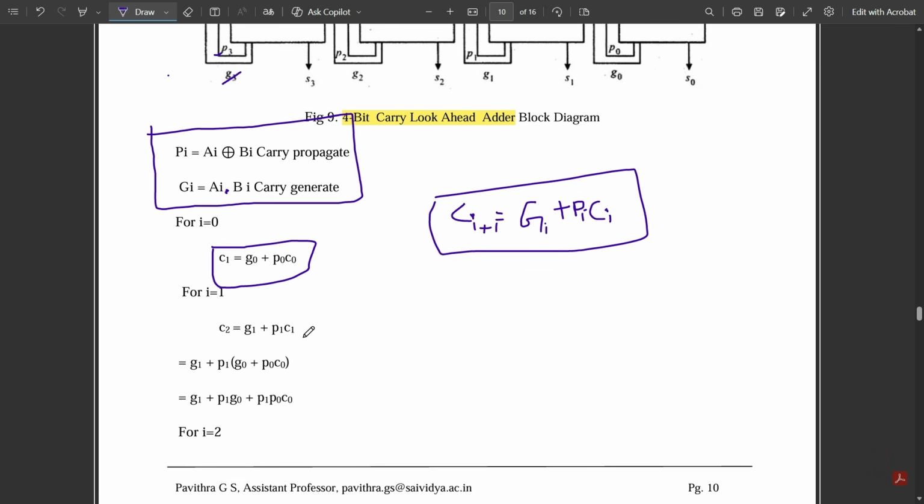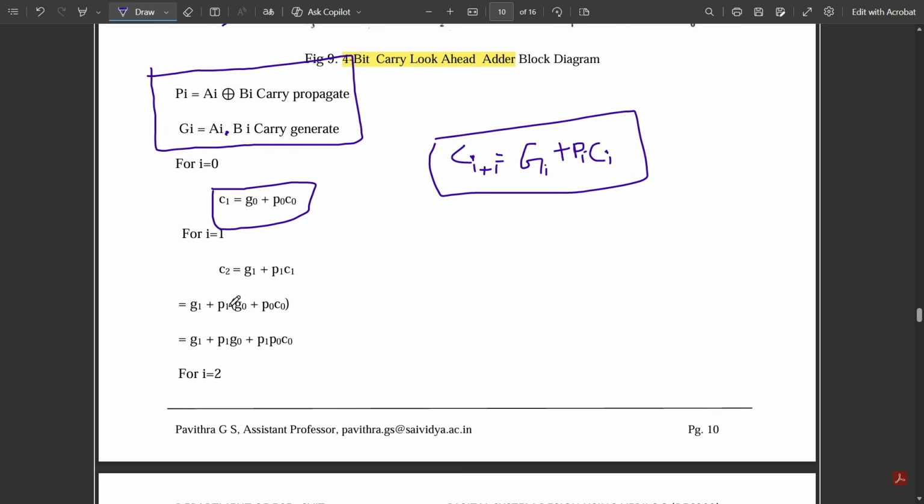So whatever C1 we got, you substitute here from this equation. So we would be getting G1 plus P1 into (G0 plus P0 C0). So you multiply it and write it together, that is G1 plus P1 G0 plus P1 P0 C0. So this is for i is equal to 1.